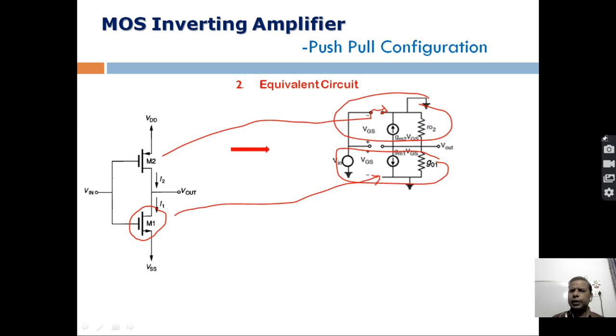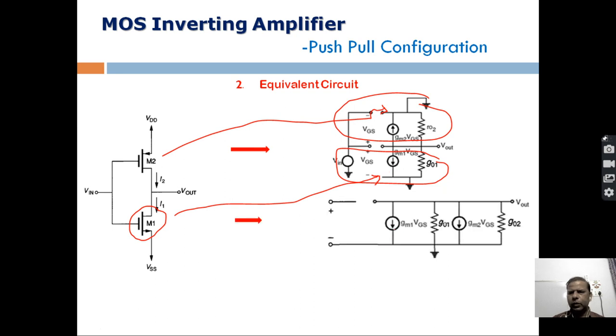So this bottom side is grounded, so all these grounds will join each other. It means this will come in parallel with this part, right? So we can redraw it like this. This is the equivalent circuit of M1, and this is the equivalent circuit of M2, right? This one is as it is, and this one is coming in parallel with this, right?